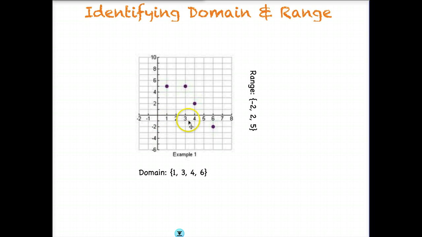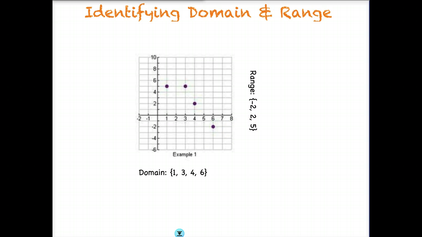So we have a 1, a 3, a 4, and a 6. And remember that we write these in order from smallest to greatest, and we only include each number once. Our range, if we go from smallest to greatest, is down here at -2, then +2, and then +5. Notice that we have two +5 values, but we only wrote 5 once.